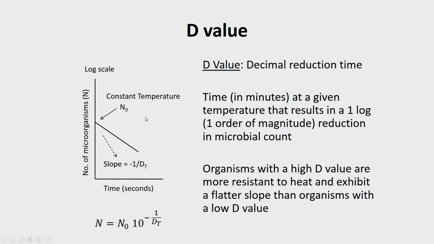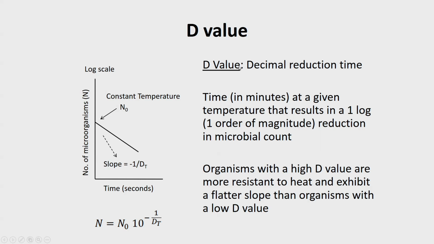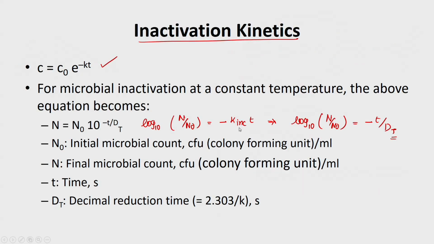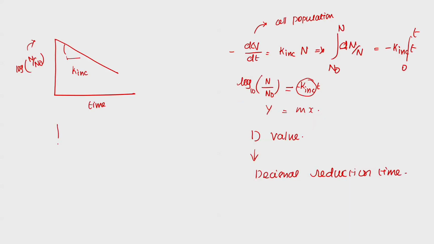So we talked about this already. So how do I relate my slope to the decimal reduction time, right? So the D value is the decimal reduction time, the time in minutes at a given temperature that results in a 1 log reduction in the microbial count, right, 1 order of magnitude, right. So now we will see this in detail.